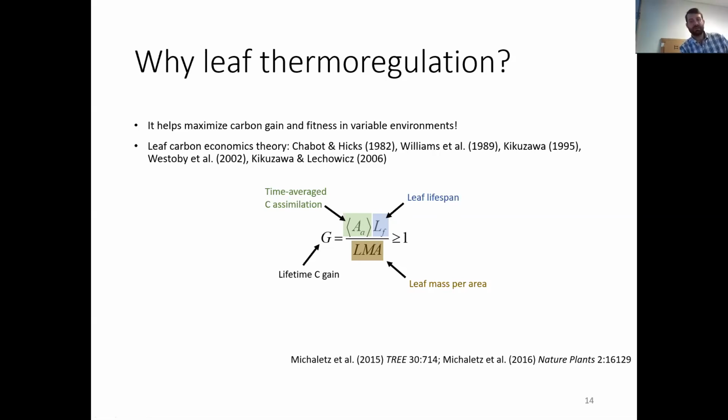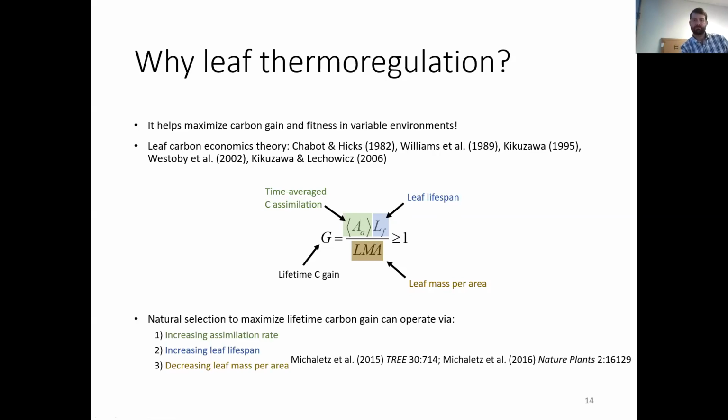What's really cool about this is that this equation tells us that natural selection can maximize carbon gain 3 ways. It can increase assimilation rate, increase the leaf lifespan, or decrease leaf mass per area. Until now, it was thought that time averaged assimilation rates varied inversely with mass per area, so it was unclear how you could simultaneously do all 3 of these things. But in the next slides, I'll show you a new mechanism by which we think this might be possible.